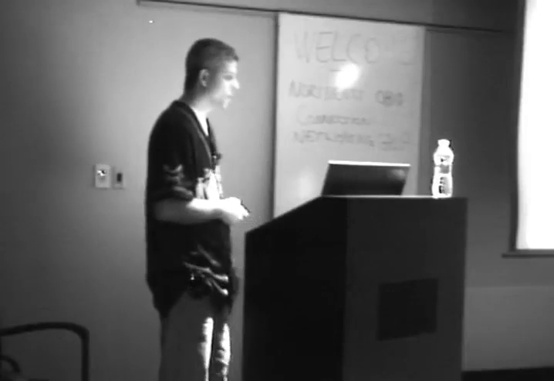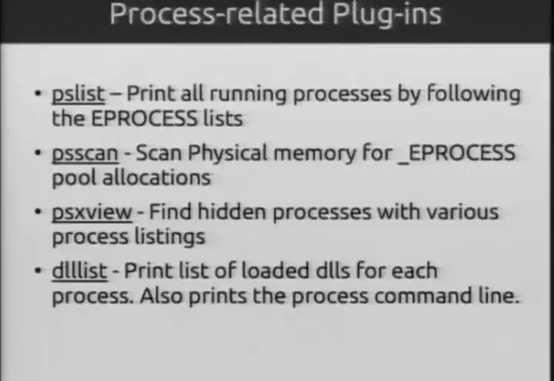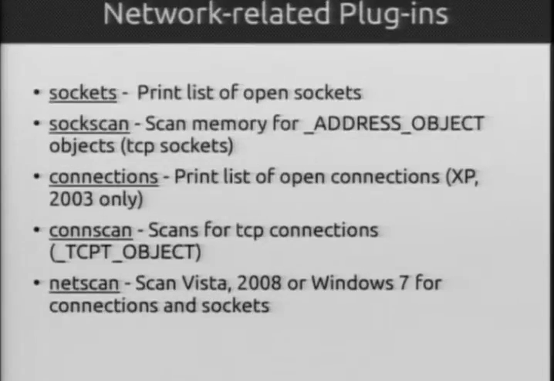There are some network-related plugins. There's sockets, which prints a list of open sockets. You can think of this as the netstat of Volatility. Sock scan, this is very similar to the way that PSList and PSScan worked. Sock scan basically just searches for all the different sockets that are in memory, whether or not they're linked in the kernel structures.